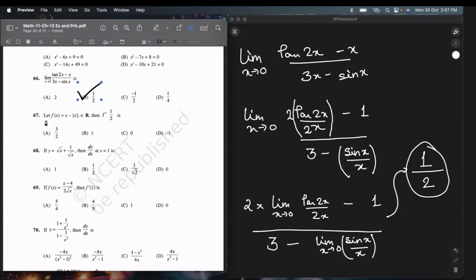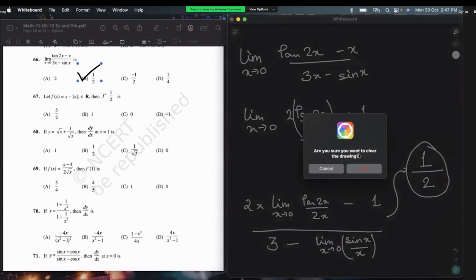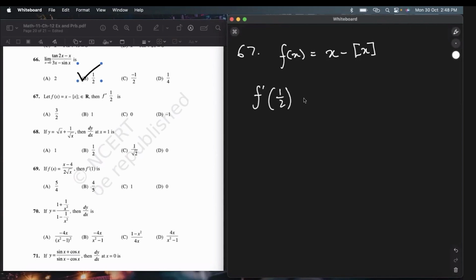Alright, now let's move on to question number 67. So question number 67, it has been given to me. First, let me just write down the question for you. Yeah, so in question number 67, I have an f(x), which is x minus the greatest integer function of x. Alright, and basically what do I have to find? I have to find f dash of 1 by 2. Alright, so this is the question.